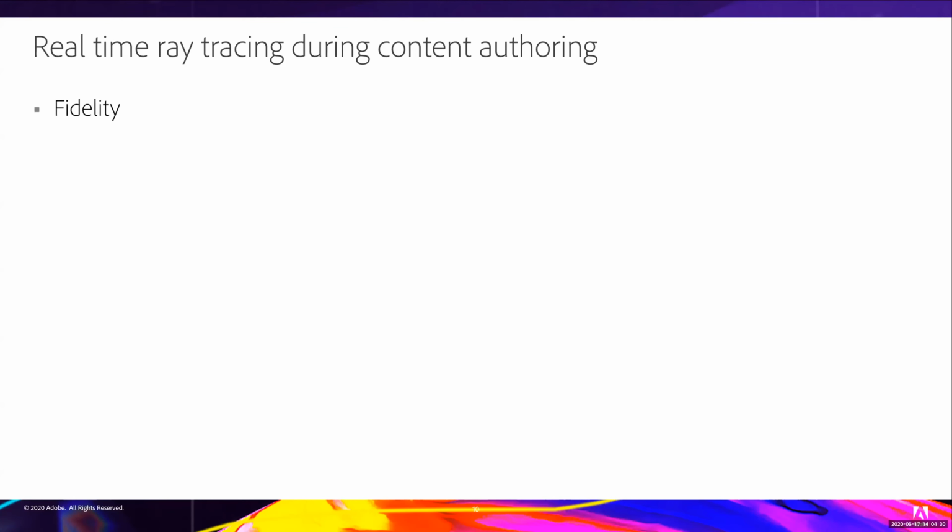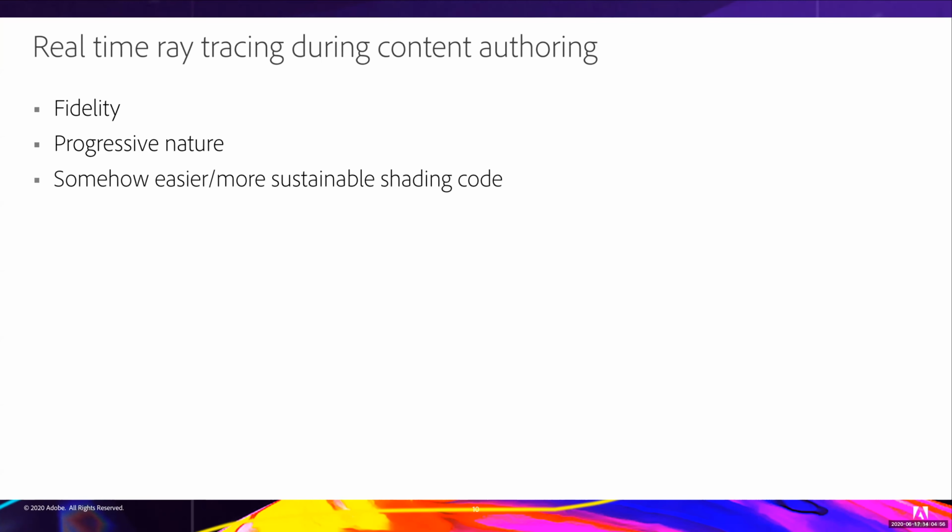So during content authoring, real-time ray tracing provides fidelity, and for many applications, actually, the progressive nature of real-time path tracing is key. You get a solution that refines over time, and after a few seconds, you get an image that, at least in the asset scenario, is close to the final quality of the rendering in the final application.